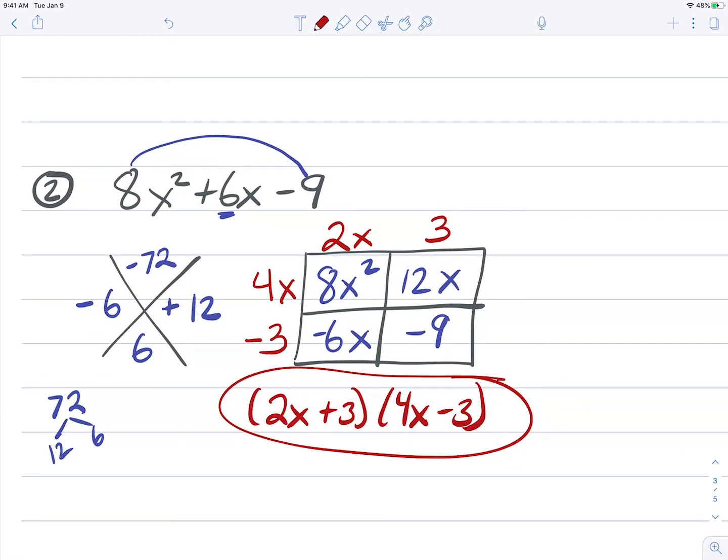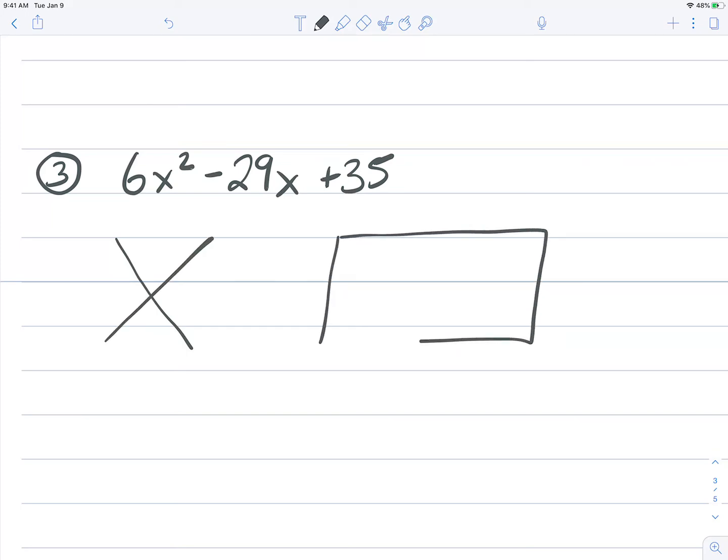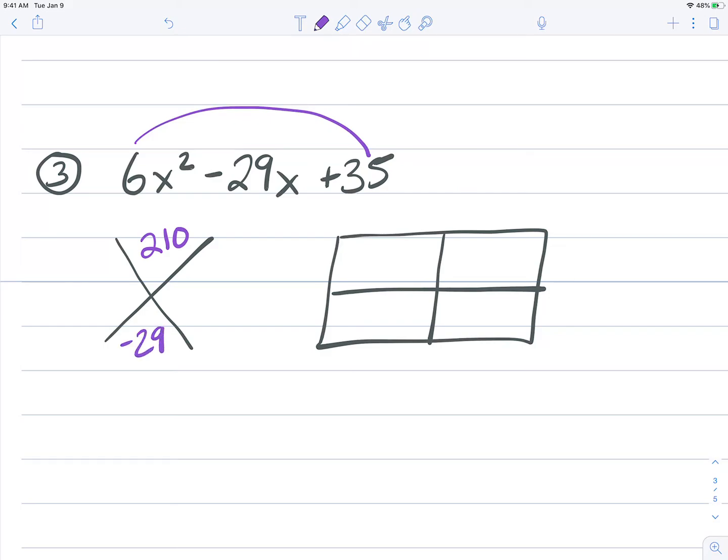Okay, we're going to try one more problem, number 3. This problem is 6x squared minus 29x plus 35. There is no GCF. There are 3 terms. The coefficient of x squared is not a 1. Therefore, it is a diamond and a box. So if I were to multiply 6 times 35, that is 210. Do not worry about that right now. I will go through how to deal with such large numbers. The bottom is negative 29.